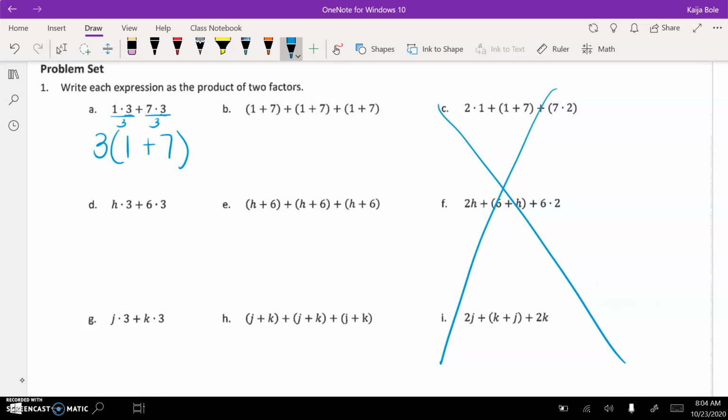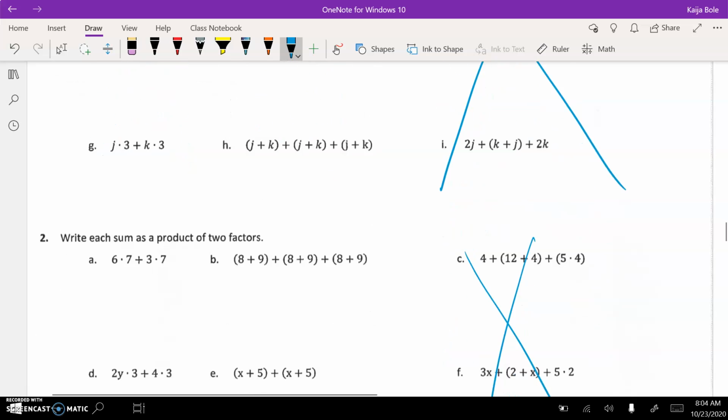Part B here, you can see that there are 3 1 plus 7s in parentheses. So if we were to write it as a product, it would be 3 times 1 plus 7, because there are 3 of them. So that's the theme of number 1.